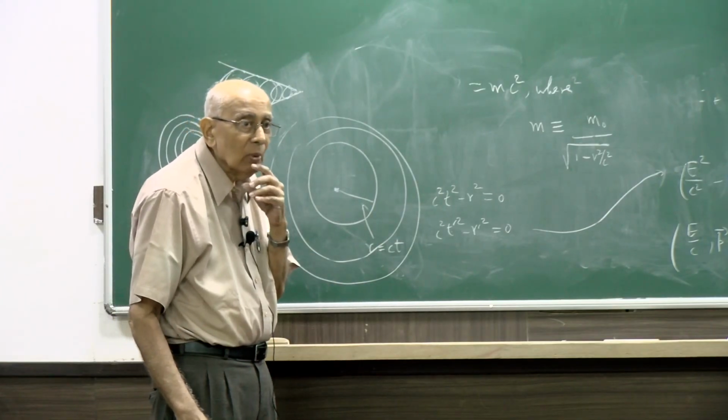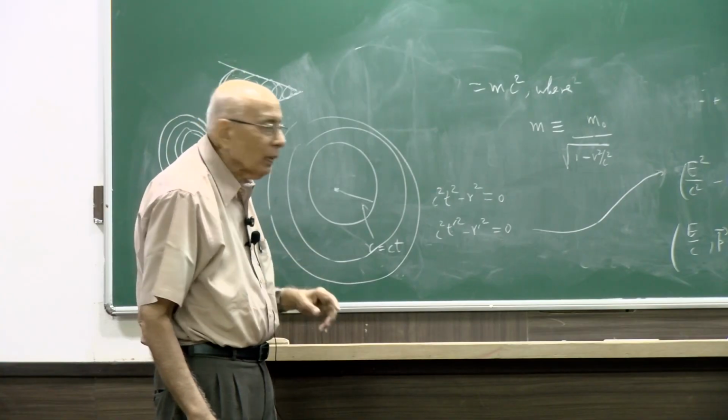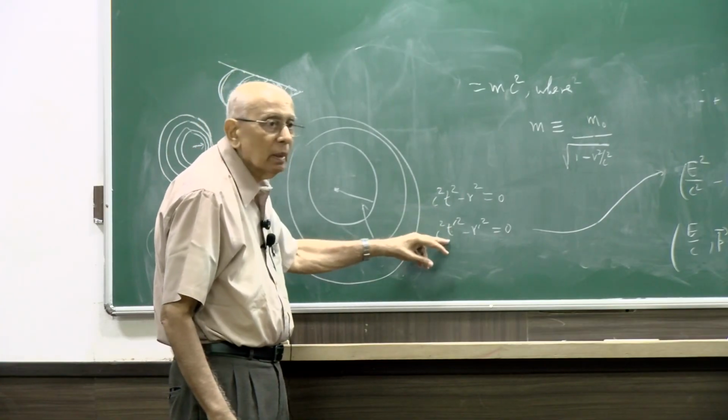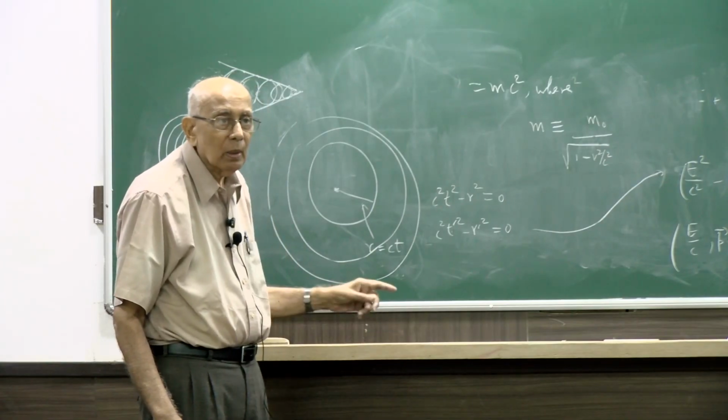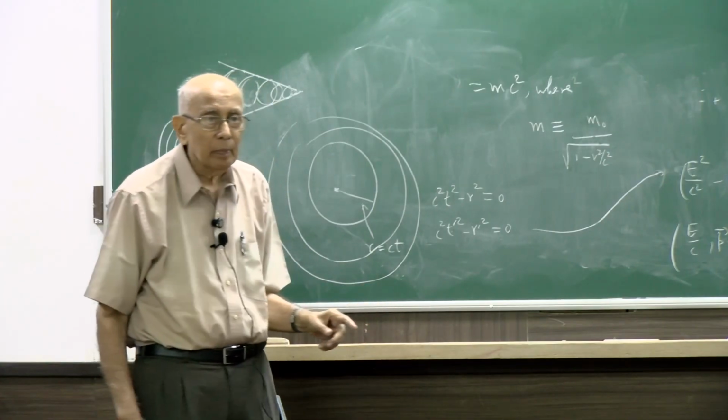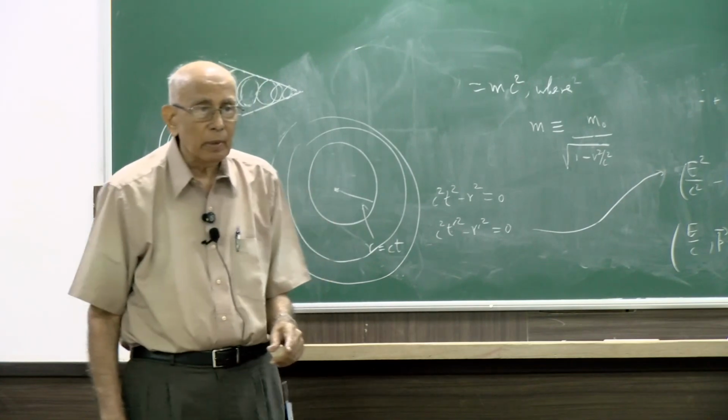Einstein came along and said, no, there's another solution to it, and that mixes up t and r. Those are the Lorentz transformations. Now you see where Lorentz transformations come from: from the postulate of relativity.